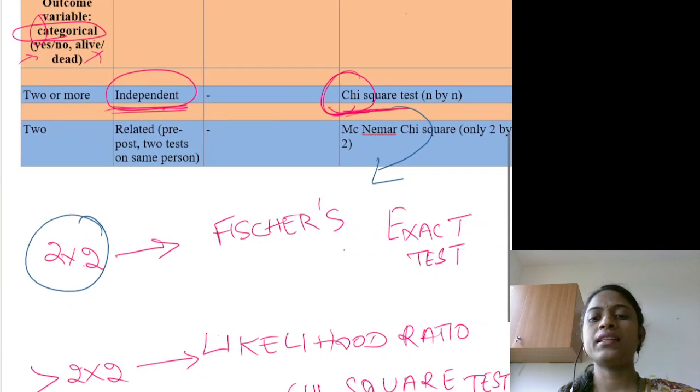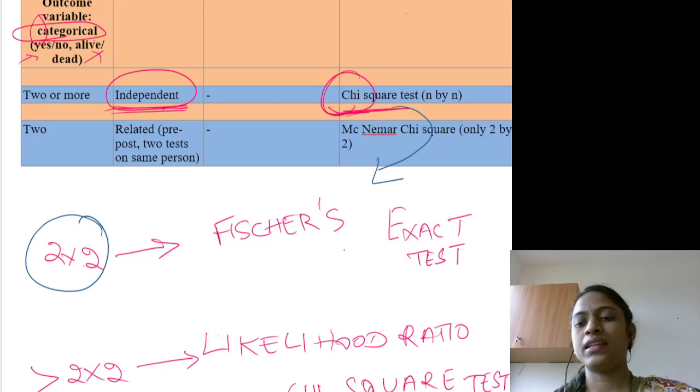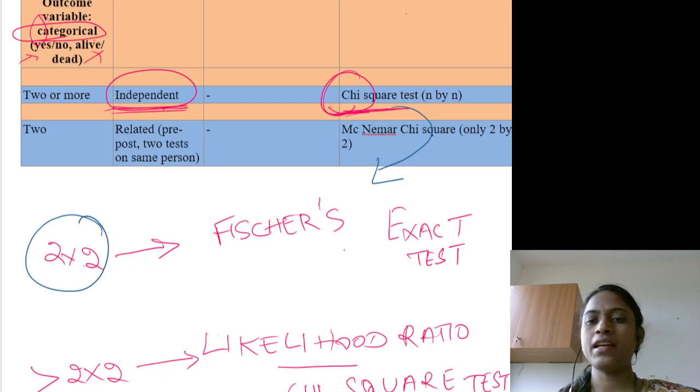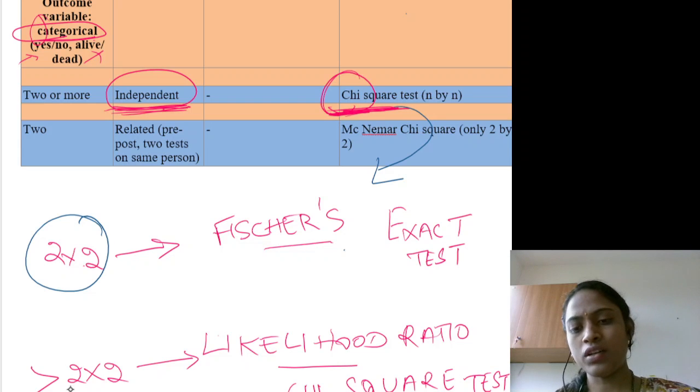If either the exposure variable or the outcome variable has more than 2 categories, then we will use the likelihood ratio chi-square test. To simplify, I am going to repeat it. If the outcome variable is categorical and independent groups are there, then we will use the chi-square test. If the chi-square test assumptions are not satisfied, then we see whether it is a 2 by 2 table or not. If it is a 2 by 2 table, we will use Fisher's exact test. If it is not a 2 by 2 table, then we will use the likelihood ratio chi-square test, which is just a variation of the chi-square test.